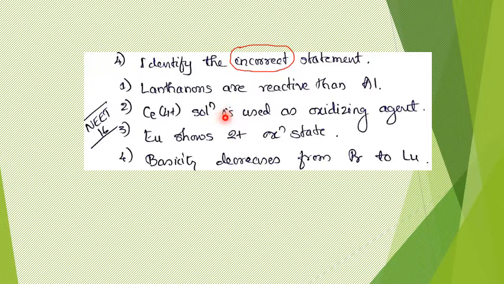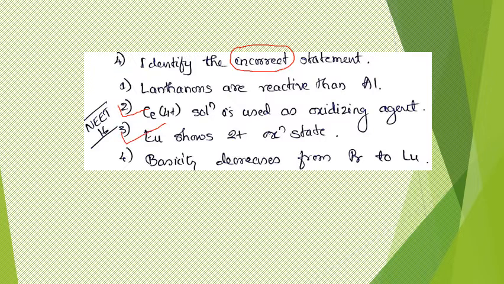Cerium in its 4 plus solution is used as an oxidizing agent, and this is a very important fact that cerium 4 plus can act as an oxidizing agent, and in many volumetric analyses, many titrations are there using cerium 4 plus as a reagent. So therefore this is obviously a correct statement. Next, europium shows 2 plus oxidation state. This is also a fact, because of the 4f7 configuration, it is possible for europium to attain 2 plus oxidation state in addition to 3 plus. So this statement should also be correct. Option 3 is also a correct statement.